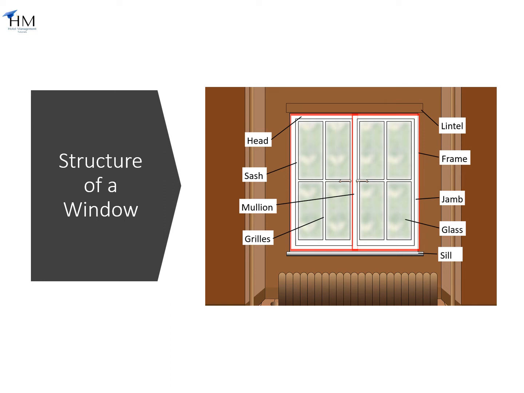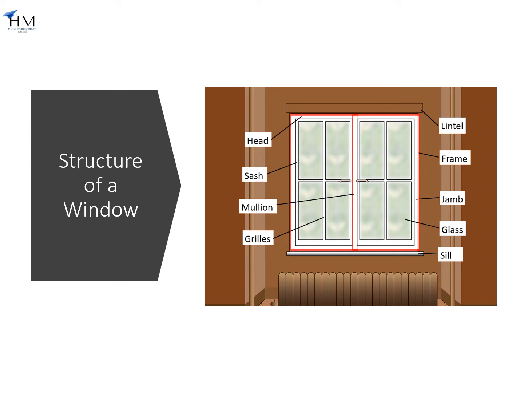Now let's move towards the structure of a window. First one is lintel. Lintel is the broad wood strip placed at the top of the window. Frame. Frame provides structure to a window. Zam. Zam is the inner part of the frame. Glass. Glass is also known as window pane. Sill. Sill is the place where the window rests.